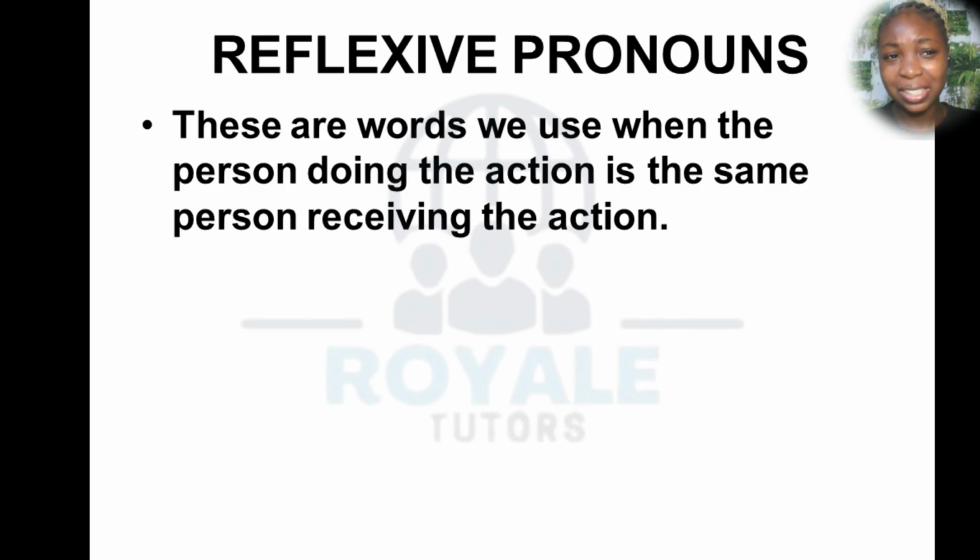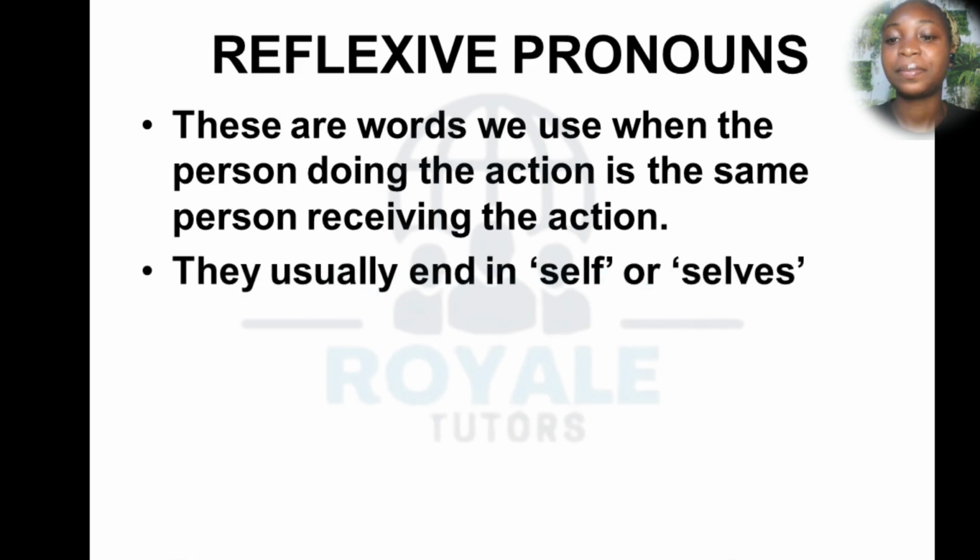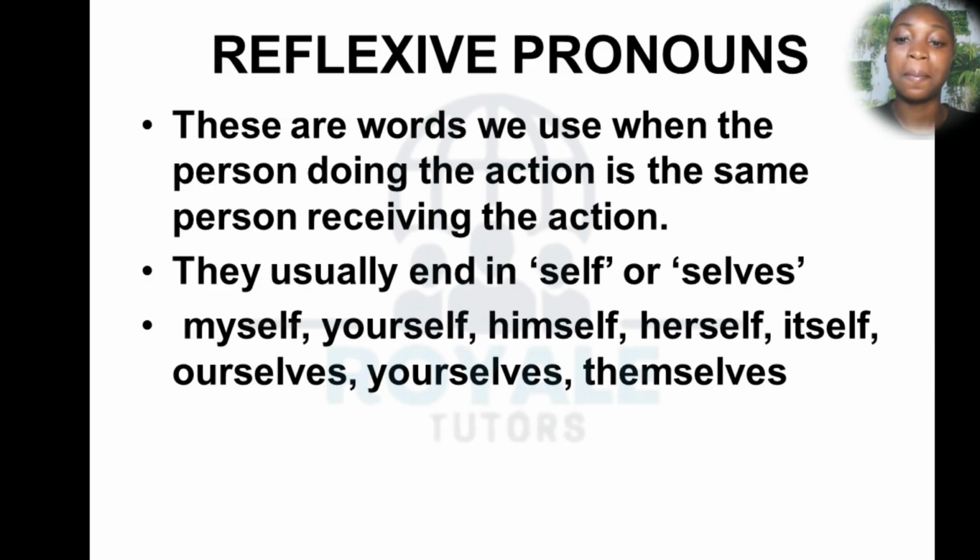So what pronouns are we actually talking about? Let's look at them. All right, so they usually end in self or selves. Now, enough suspense, let's get to it. Okay, so we have myself, yourself, himself, herself, itself, ourselves, yourselves, themselves.